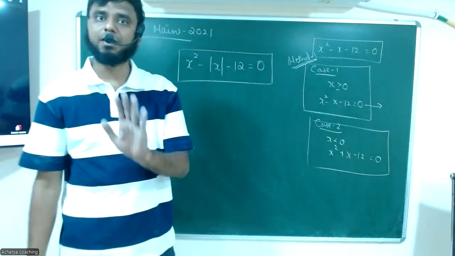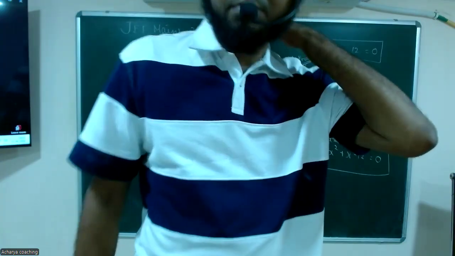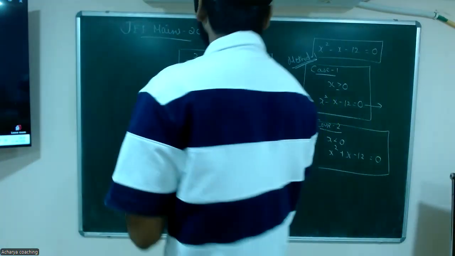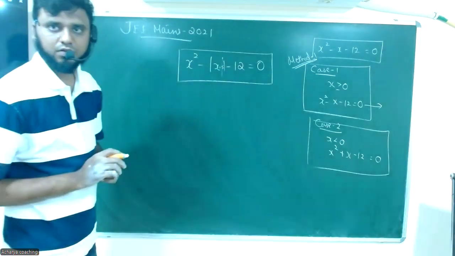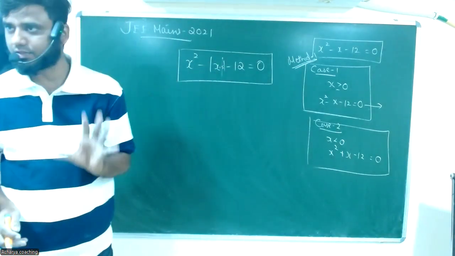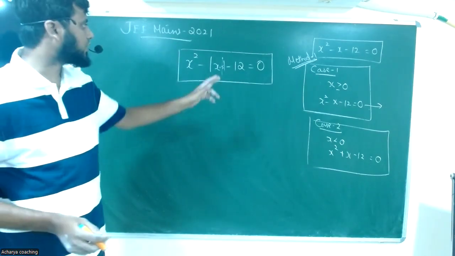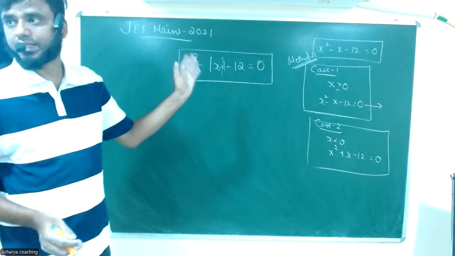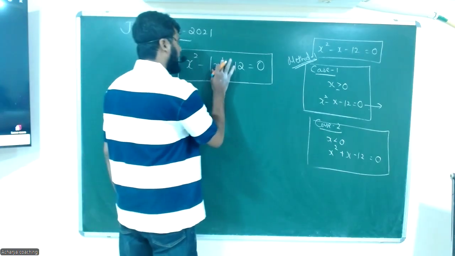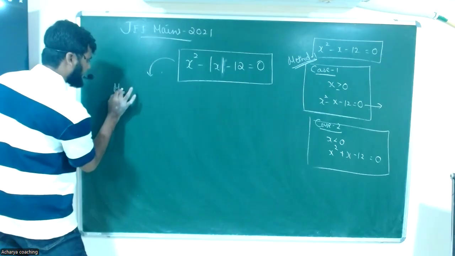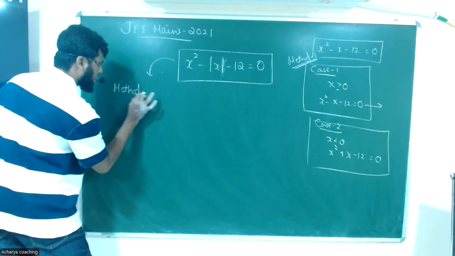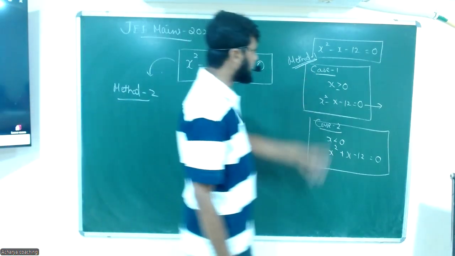Which is applicable always. Applicable always in the sense, suppose if I have modulus of x plus 5 also, it is applicable. I'll be taking x plus 5 greater than 0, then I'll be removing the modulus, then x plus 5 less than 0. Now, for this particular question, we have method 2. Like this, it is homework.